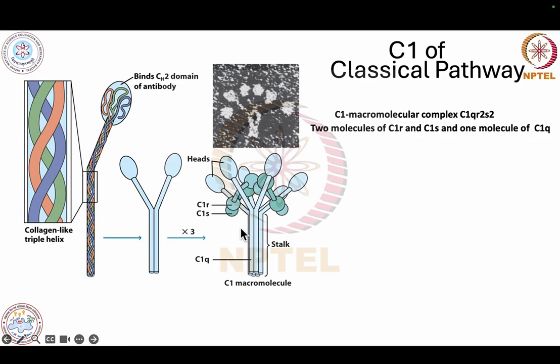This is the structure of the protein or macromolecular complex. They have a stalk region and a head region. So here C1r and C1s, these two molecules, and this is the C1q molecule. The whole macromolecule together is called the C1 macromolecule.